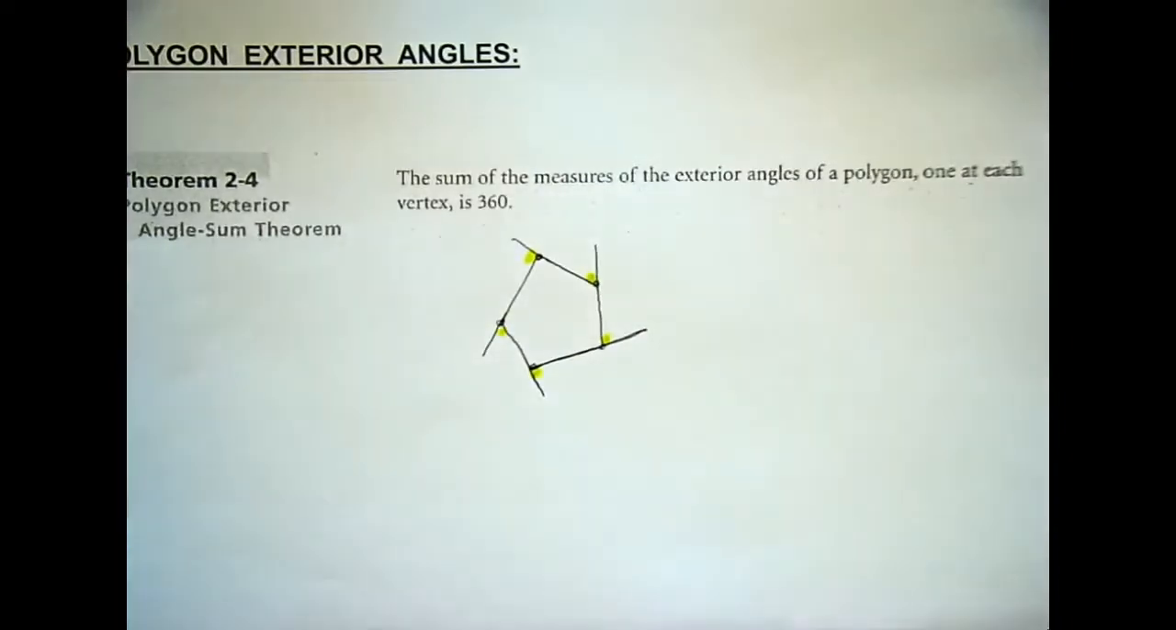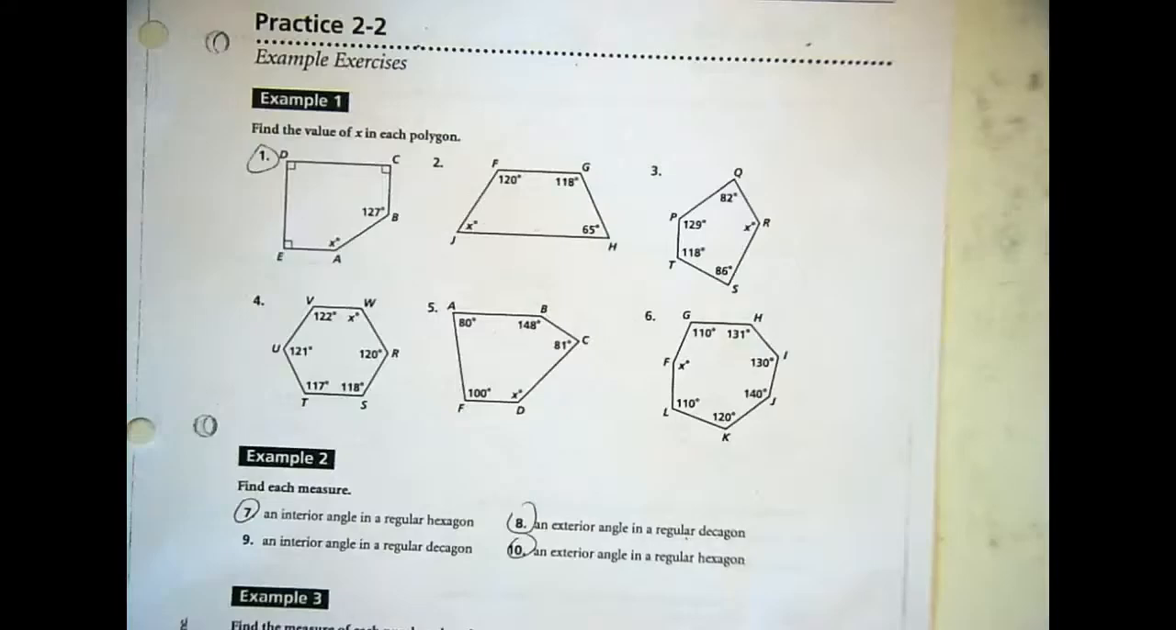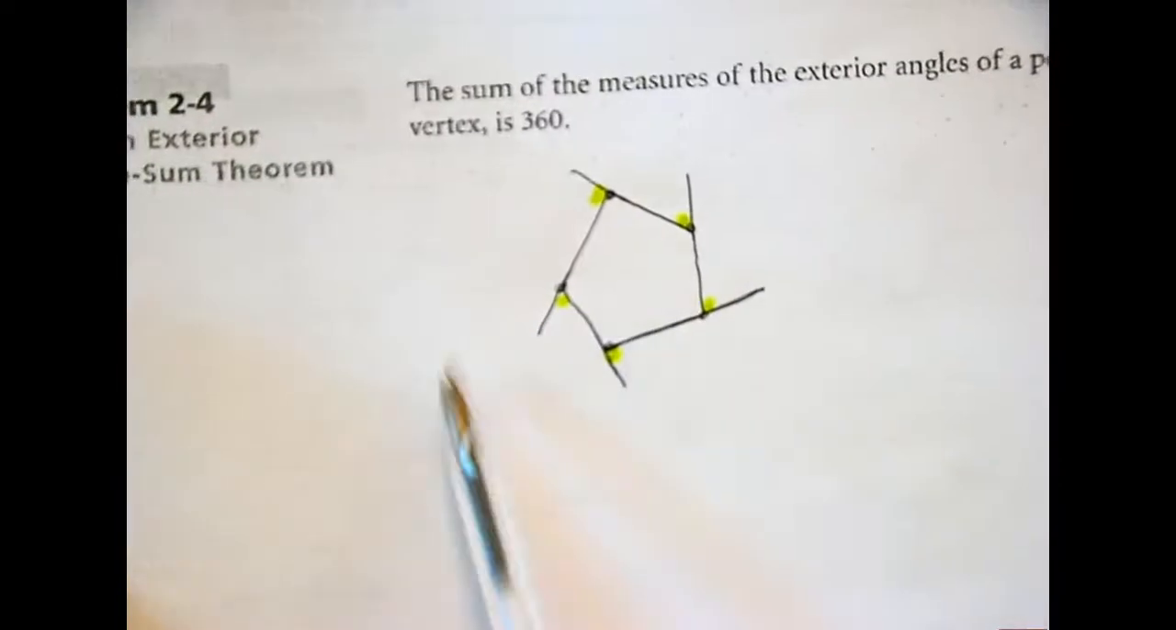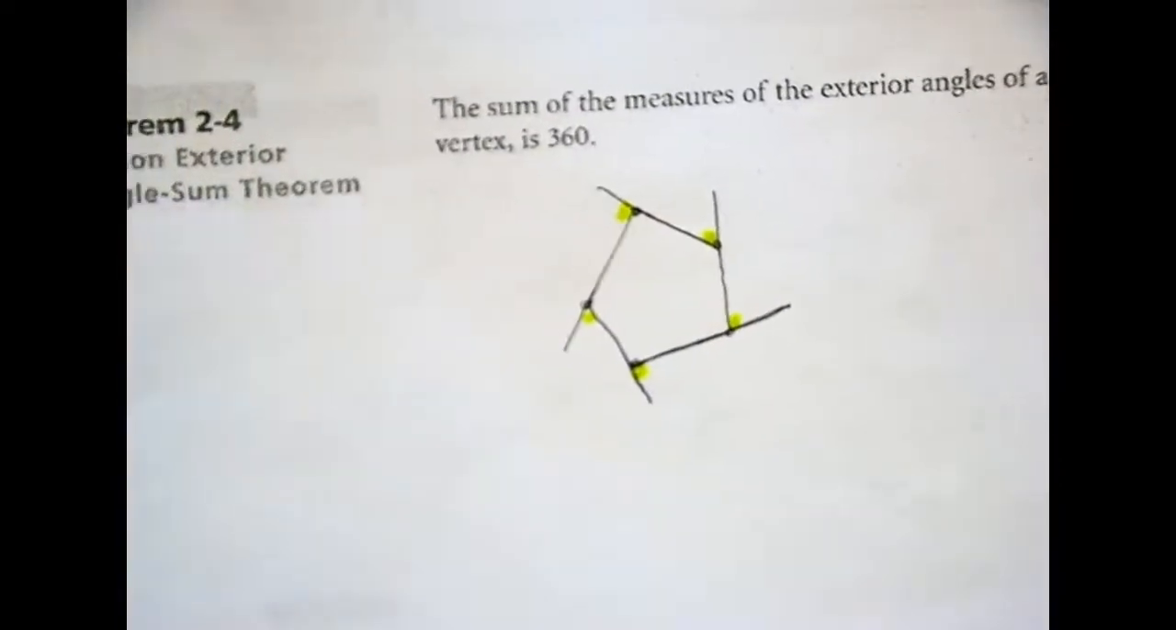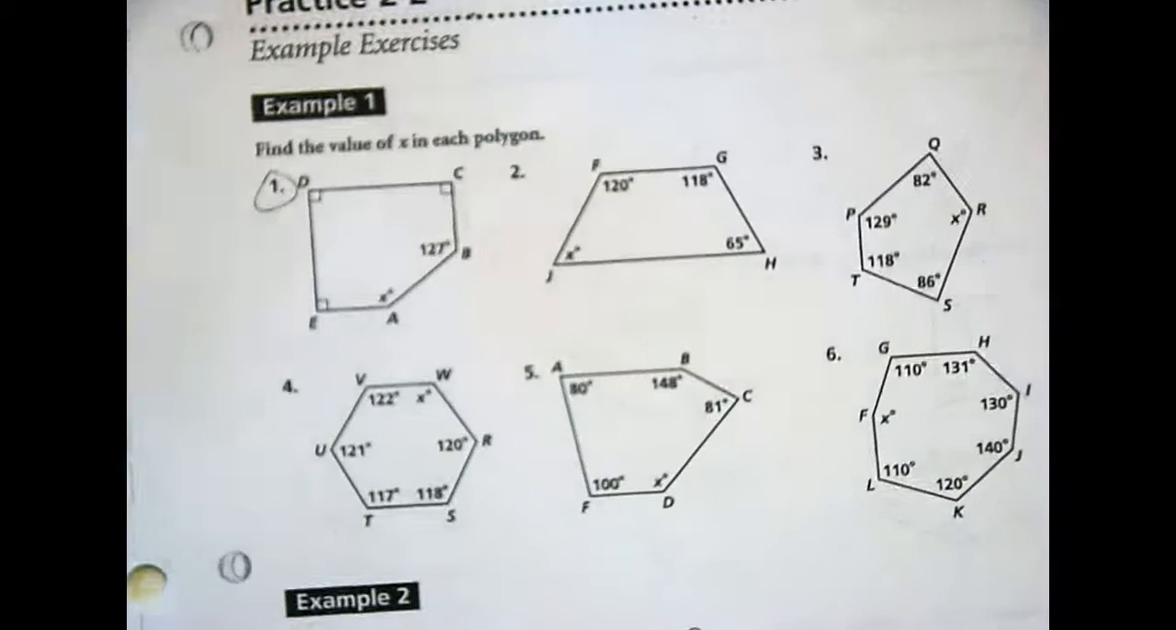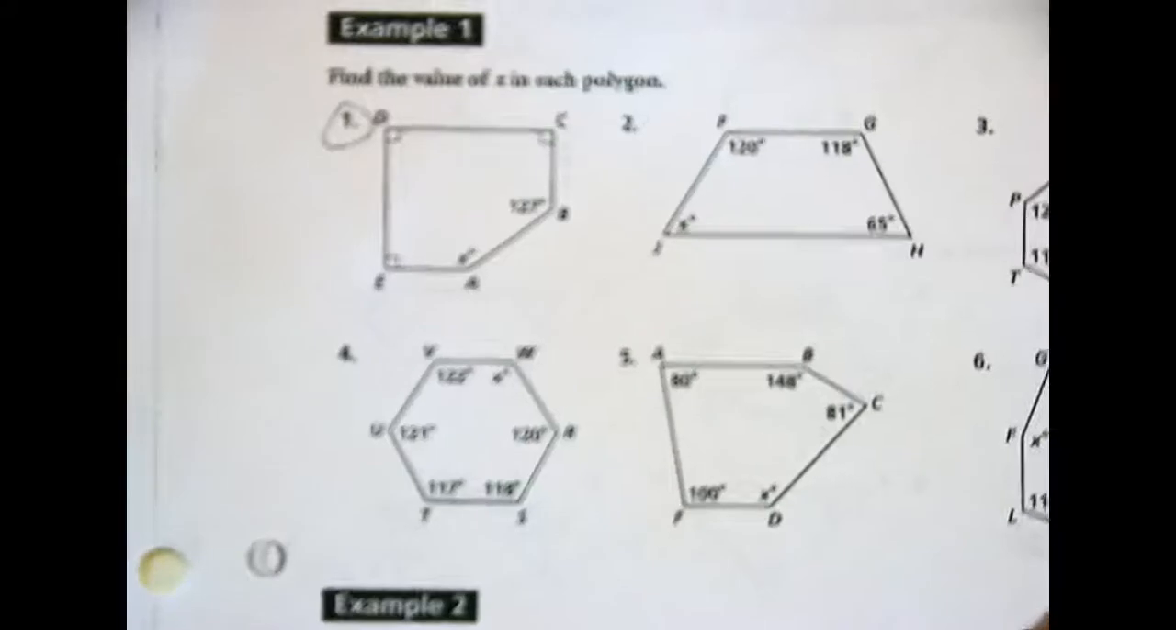The question is why? Talk to your neighbor about it. Why is that? After we go through these problems, I'll explain why the exterior angles, or at least show something that will explain why they add up to 360. It would be a good visual demonstration. You can also show it algebraically, but we won't be doing that right now.